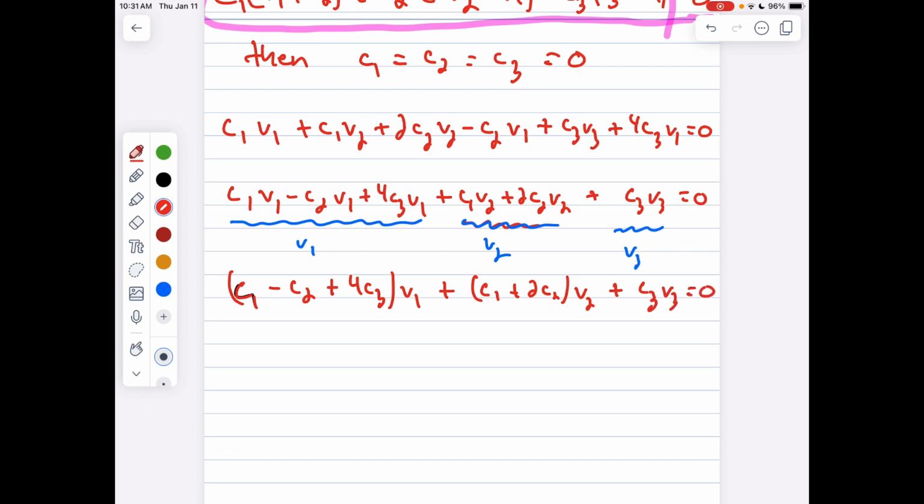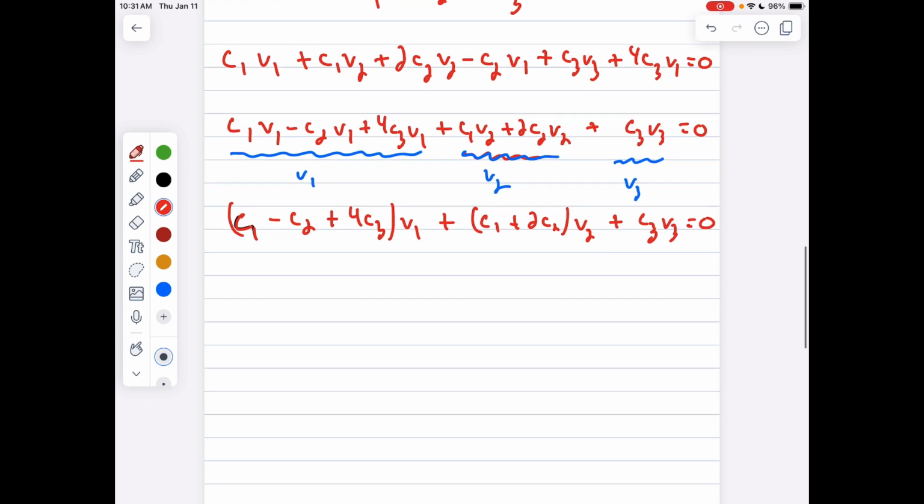Okay, so we did that, and we're allowed to do that because we have properties of vector spaces that let us factor and such. Now, here's where I'm going to use that hypothesis. Because v1, v2, and v3 are linearly independent, then we have to have that the constants in front of each of these have to equal 0.